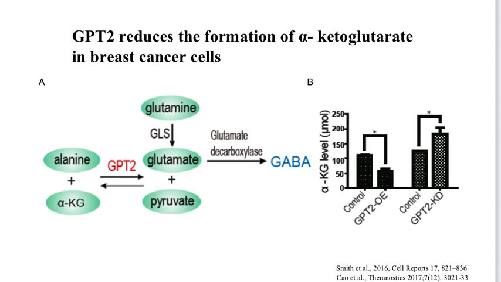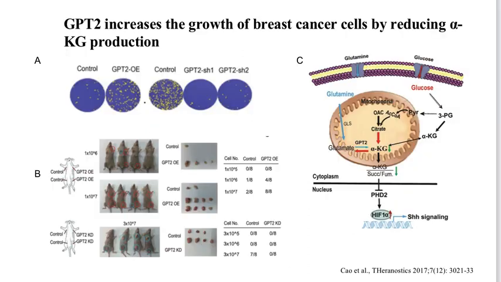Our previous research found that GPT-2 can reduce the formation of alpha-ketoglutarate in breast cancer cells. GPT-2 converts between glutamine and alpha-ketoglutarate by reversible catalytic reactions. The decrease of alpha-ketoglutarate after the increase of GPT-2 leads to accelerated growth of breast cancer. Alpha-ketoglutarate is abbreviated as alpha-KG.